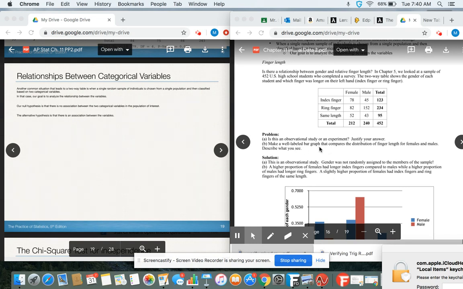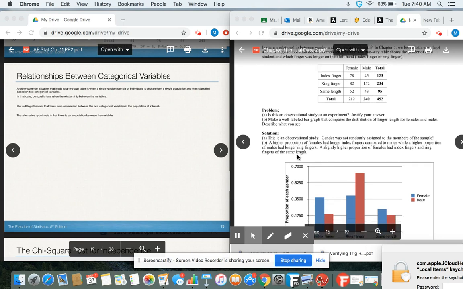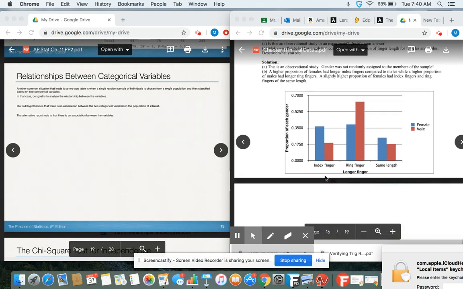Make a well-labeled bar graph. Describe what you see. Again, with this idea of making a bar graph, you can make it of your choice, whether it's side by side or segmented. But you just want to make sure you see the differences between males and females and their finger length, and then be prepared to write a couple sentences as you see up here.